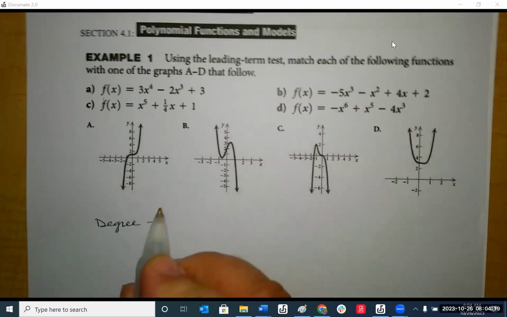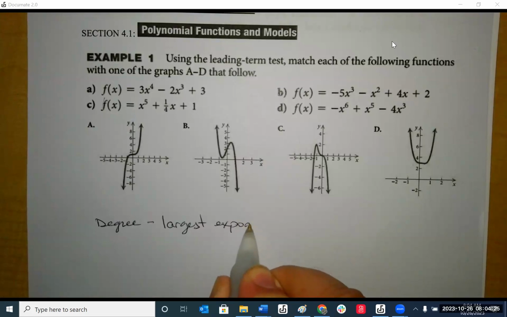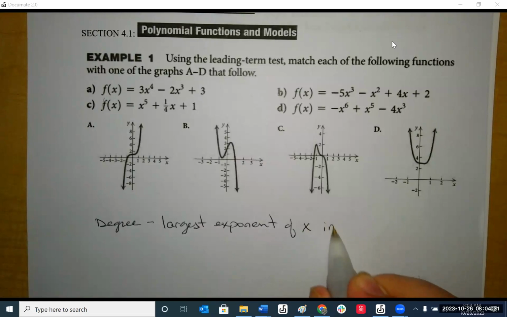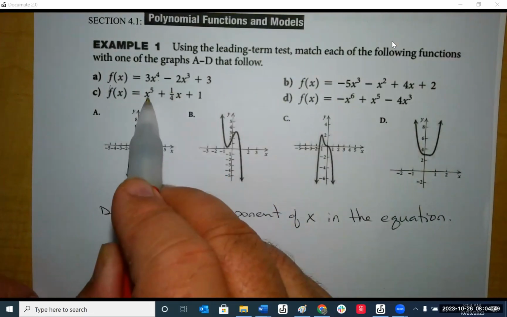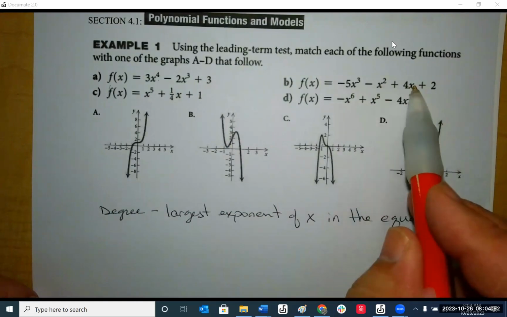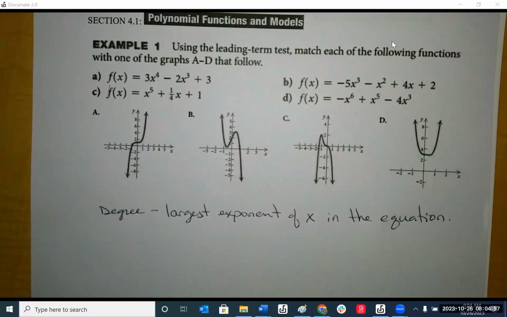Very good. The degree is the largest exponent of x in the equation. Because you may be given a polynomial where it's not in decreasing order. So the first thing you're supposed to do is put all the exponents in decreasing order. If you notice all these, it's exponent 4, exponent 3, 5, 1, 3, 2, 1, 0, 6, 3, or 6, 5, 3. So you rearrange them in that way. So the degrees are going to be the largest exponents.